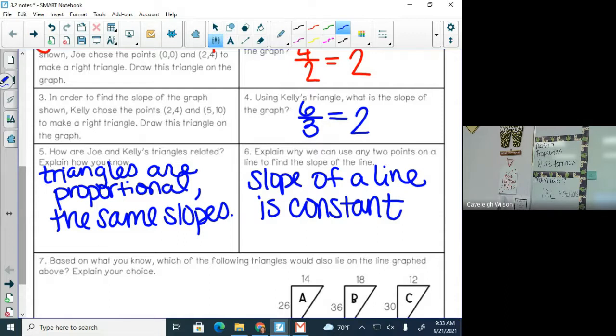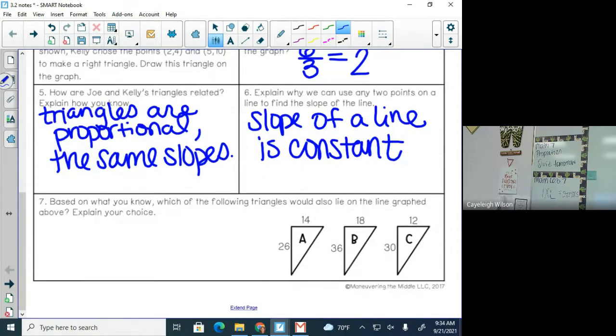No matter what 2 points you choose on a line, that positive slope or that negative slope or that flat slope is constant. It will always be the same change in the y over the same change in the x every time I count from one point that perfectly goes through to the other. It will always be the same.